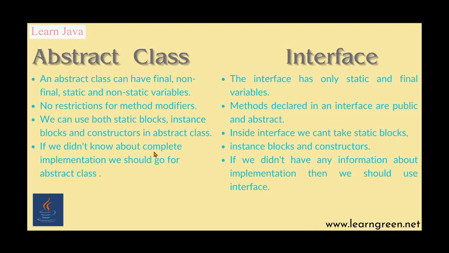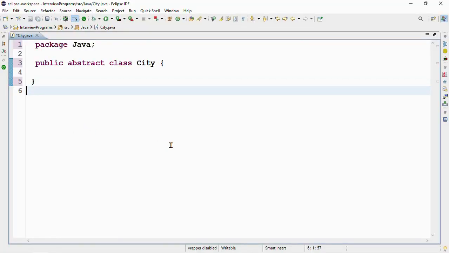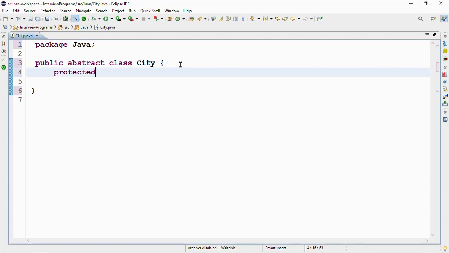Now let's see some code examples on abstract class and interface. I have one abstract class with the name city. Now I am defining one variable, protected string name.